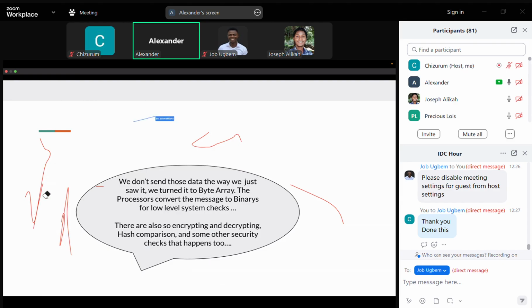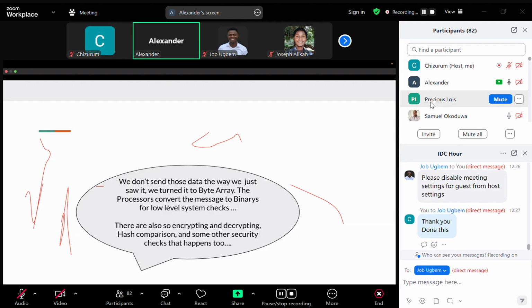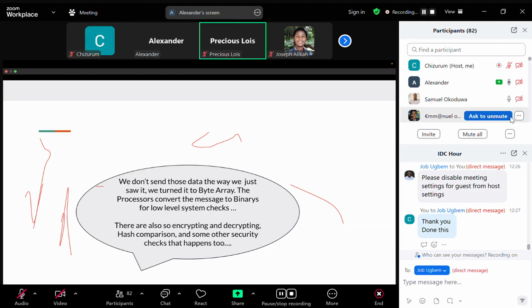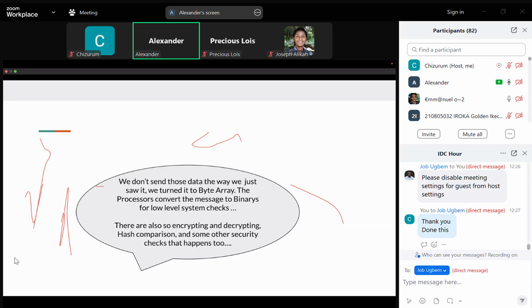So please note that we don't send those data the way we just saw it. No system sends data in that plain form. I mean, it's easy to pick things out of that, even if you really do not understand what that message is saying. It's easy to practically look through that message and say, hey, I can see PAN here. I can see the amount here. This thing looks like the currency code. Let me just go and do something with it, right?